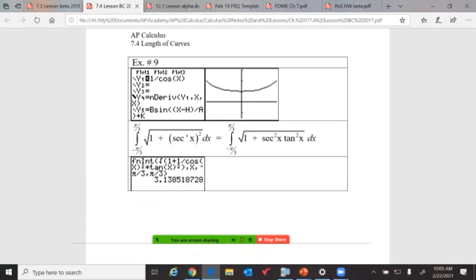What do we have? We want the length of the secant curve. So the derivative of the secant is secant tan. You can distribute an exponent over multiplication. The only thing you got to be careful of is the way you type it in your calculator. The secant wave from -pi/3 to pi/3. You could have doubled it from 0 to pi/3. It would have been the same.